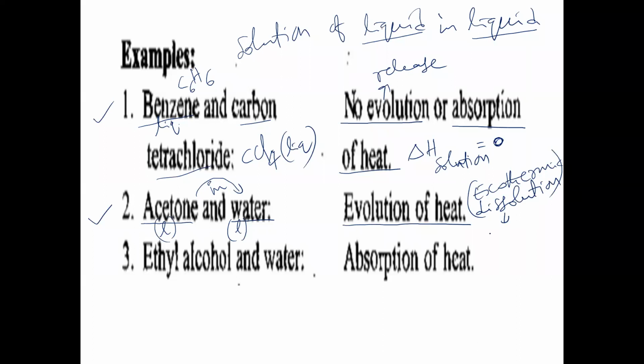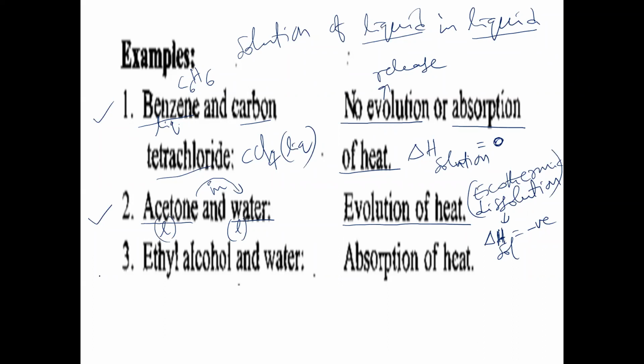Exothermic means the delta H value is negative. The enthalpy of solution, delta H solution, will be negative here. That's why an exothermic solution is formed here.